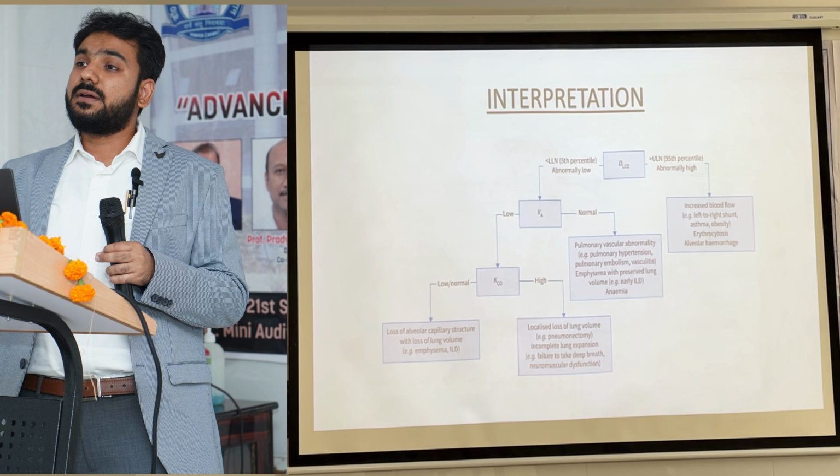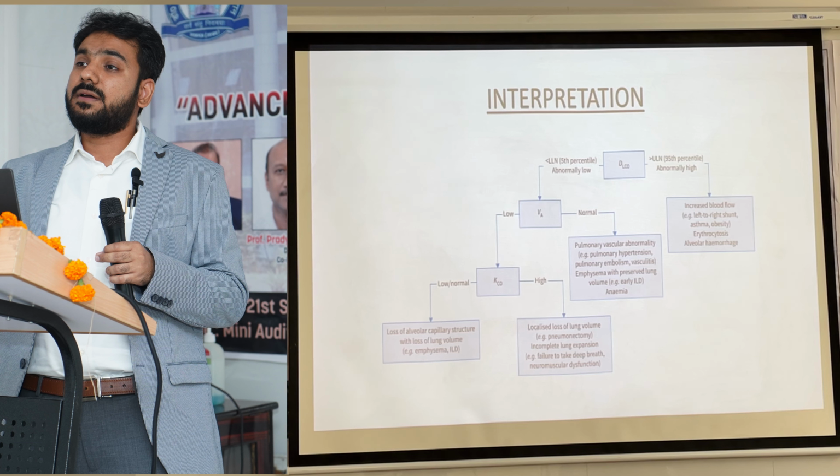Now if the KCO is high, what will it tell? It will tell the pathology is outside of the parenchyma. Okay, it is mainly related to loss of lung volume like pneumonectomy or chest wall diseases, which is affecting the DLCO process, that is incomplete lung expansion due to neuromuscular dysfunction or failure to take a deep breath. Okay, meaning the pathology is outside of the lung parenchyma, it is in the chest wall mainly, or things like that.